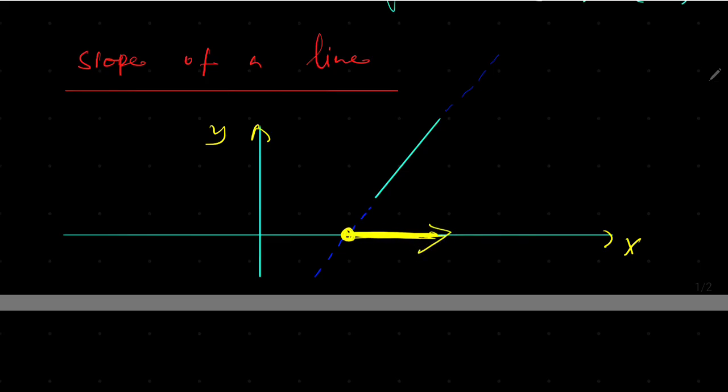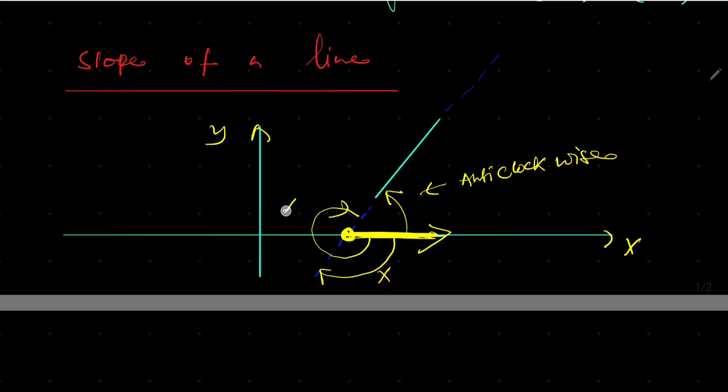Fine. Now from this arrow you have to calculate the angle this particular line is making, in the anti-clockwise sense. Very important: anti-clockwise sense, not clockwise. You can't take it like this, this one is wrong, and this one is again wrong.